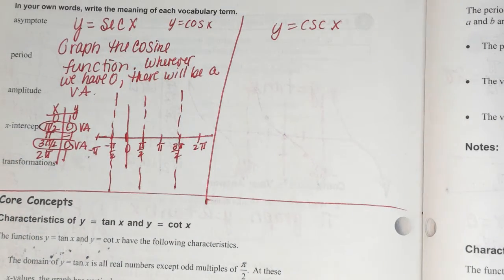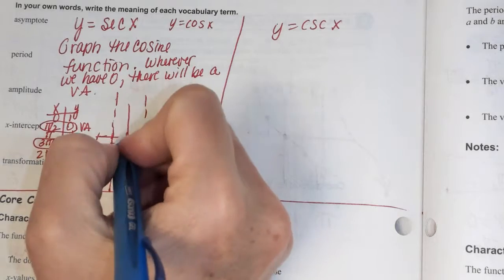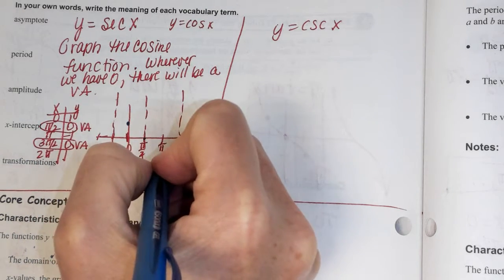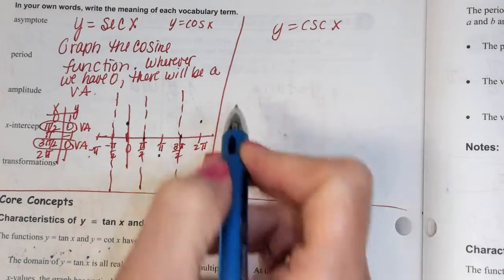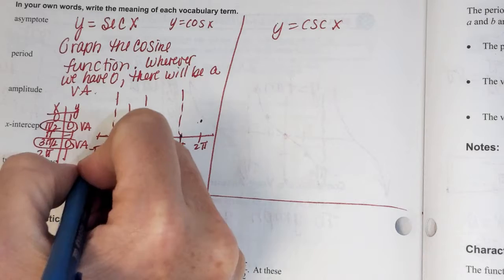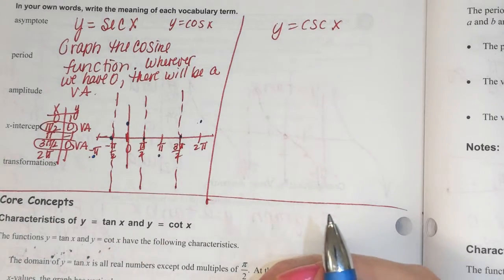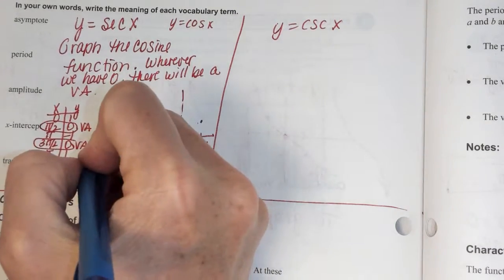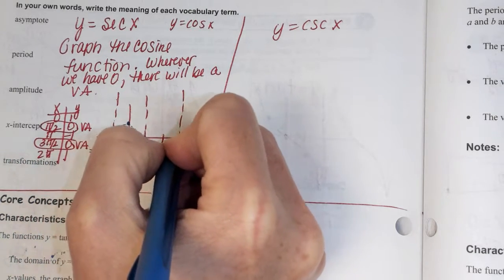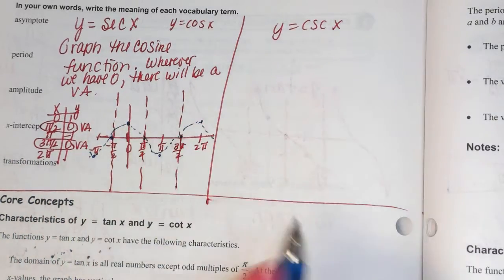I'm going to put in the cosine curve. I'm going to graph it, but the only reason I'm graphing it is to help us to graph secant. So I'm going to have 1, 0, negative 1, 0, 1. I can go backwards: 1, 0, negative 1, 0, 1, 0, negative 1. These points are guidelines. See, here's the cosine curve. We will never go inside of the cosine curve.